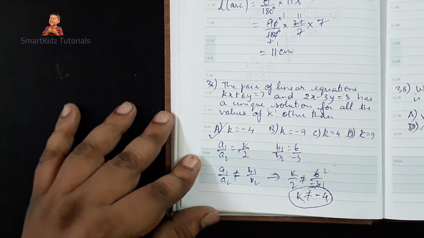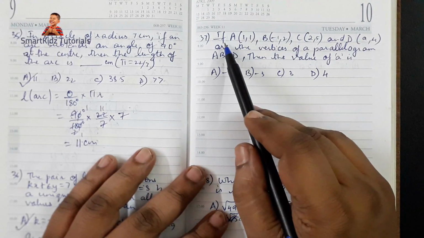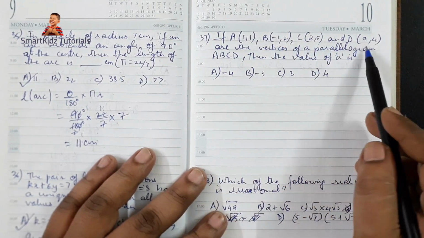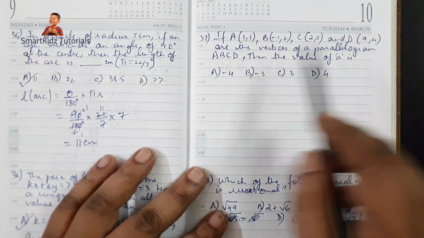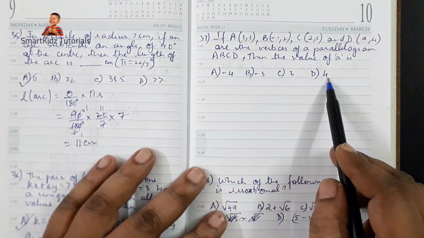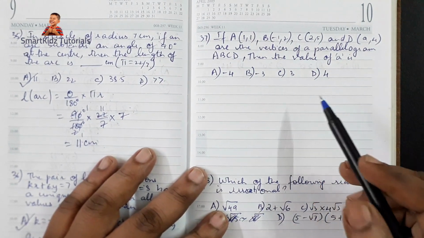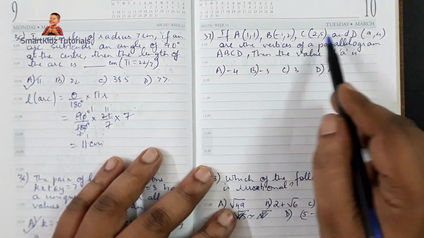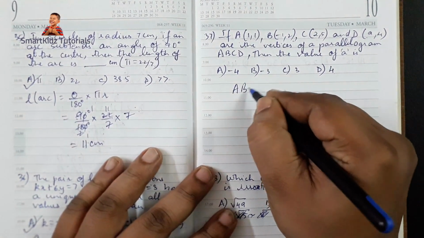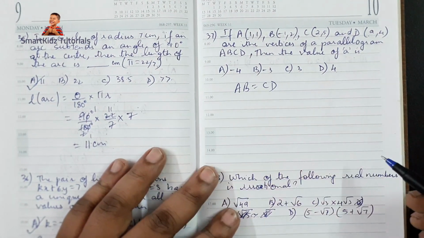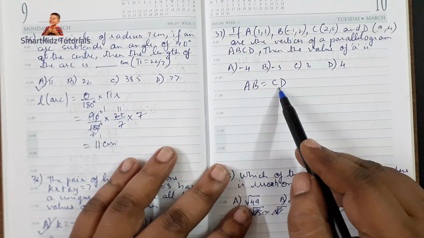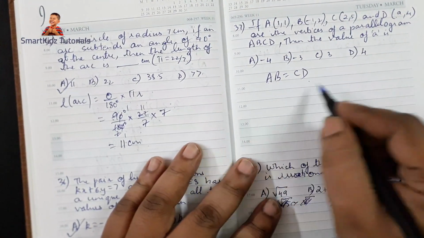Understand the question here. 37th question: if A(1, 1), B(minus 1, 2), C(2, 5) and D(a, 4) are the vertices of a parallelogram ABCD, then the value of a is one of these. If we take this AB and CD, we know the opposite sides of a parallelogram are equal to each other. So we can write AB is equal to CD. So by using distance formula, we just need to find AB as well as CD. So we will solve both of them side by side.